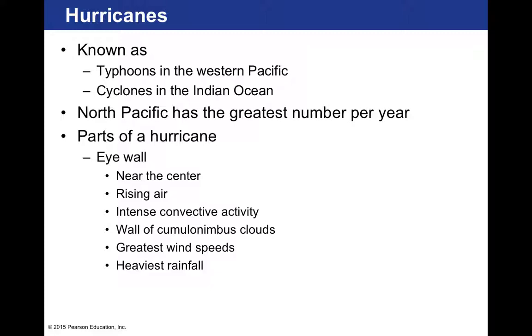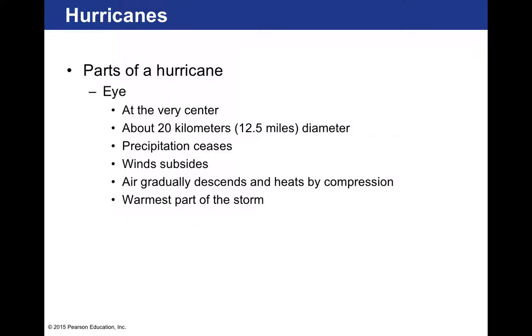This is where you have the greatest wind speeds and the heaviest rainfall. The eye is at the very center, about 12.5 miles in diameter on average. There is no precipitation in the eye, and it's actually quite sunny and fair inside. The winds subside, and the air gradually descends and heats by compression, and this is always the warmest part of the storm.